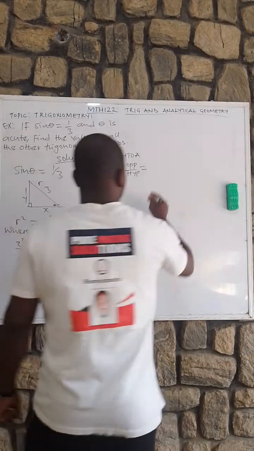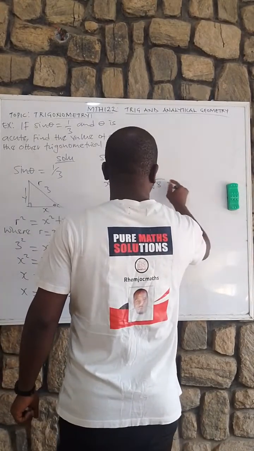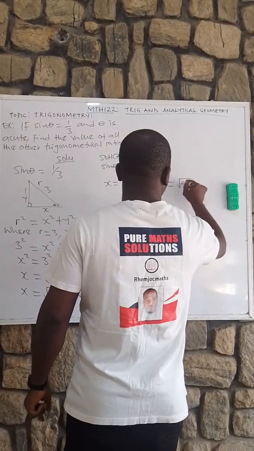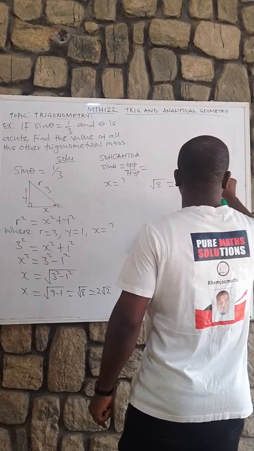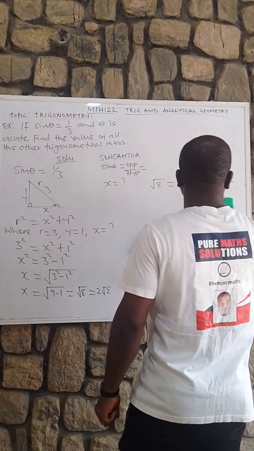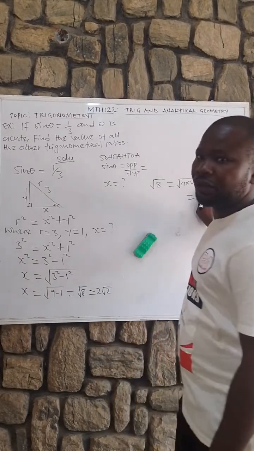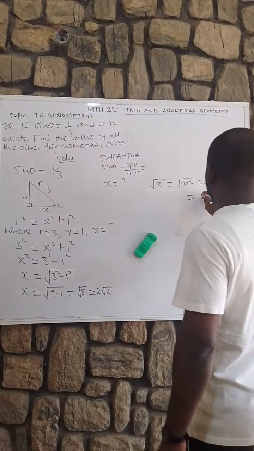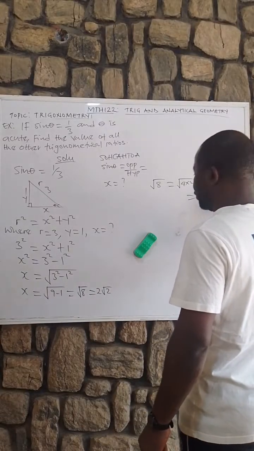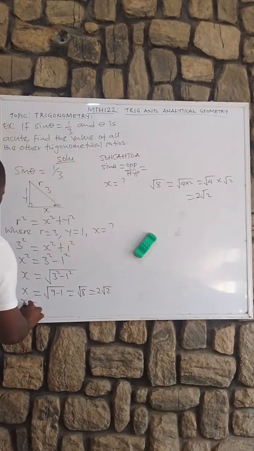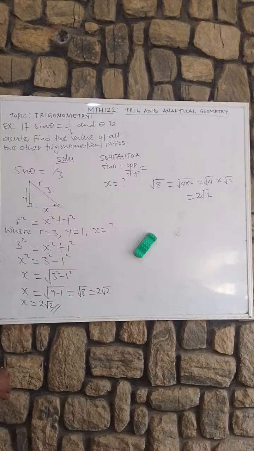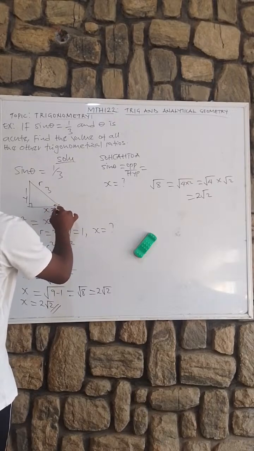It's true. Square root of 8 is equal to the square root of 4 times 2, which is root 4 times root 2. Then what is the square root of 4? The square root of 4 is 2, so we get 2 root 2. So our x here is 2 root 2. Do you understand?